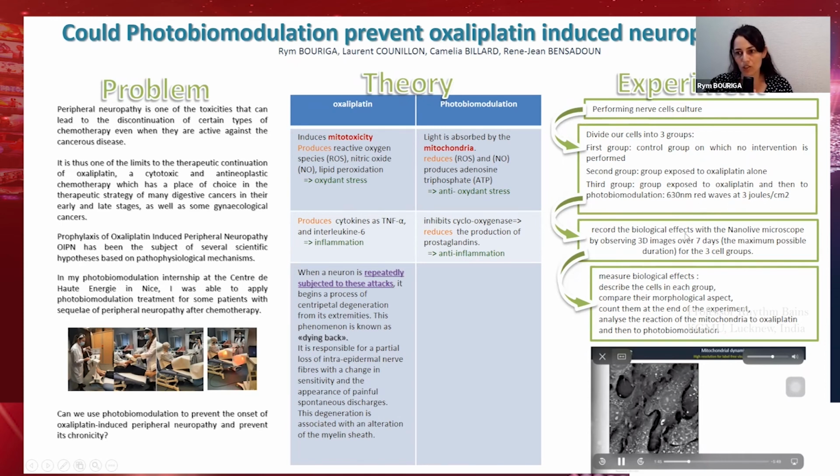Then we record the biological effect with the microscope called NanoLife technology because it allows us to observe it in 3D images over 7 days, the maximum possible duration for the cell groups. So this experiment has not really taken place because I didn't have the NanoLife technology microscope yet, but I know that it is possible. So we measure the biological effect.